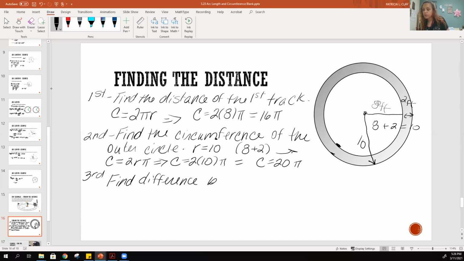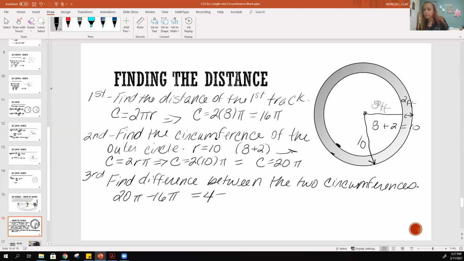The difference between the two circumferences. I should have just written C. So we have 20 pi minus 16 pi, which is equal to 4 pi.